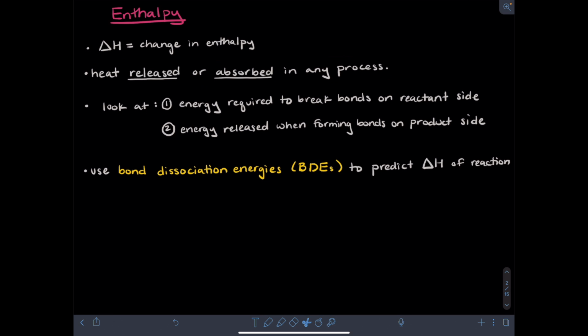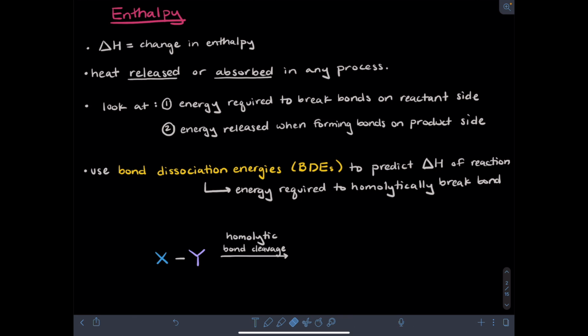As a measure of these energies required to break bonds or form bonds, we're going to use bond dissociation energies. These are a measure of how much energy is required to homolytically break a bond. Let's imagine we had a bond between X and Y atoms. A homolytic bond cleavage is imagining just simply chopping this bond in half. This bond contains 2 electrons, and in a homolytic bond cleavage, one of those electrons goes to X and the other electron goes to Y.